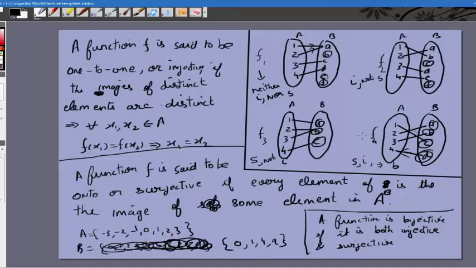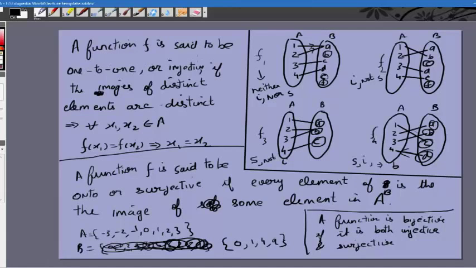So I'll just repeat the definitions once more. A function is said to be one-to-one or injective if the images of distinct elements are distinct. That means no two arrows have the same end. Remember, the opposite of this has to be true for each and every function, right? Every x has to give only one value of y. That is true for every function. Every y has to correspond to only one value of x. That is a subset of those functions which are the one-to-one or injective functions.